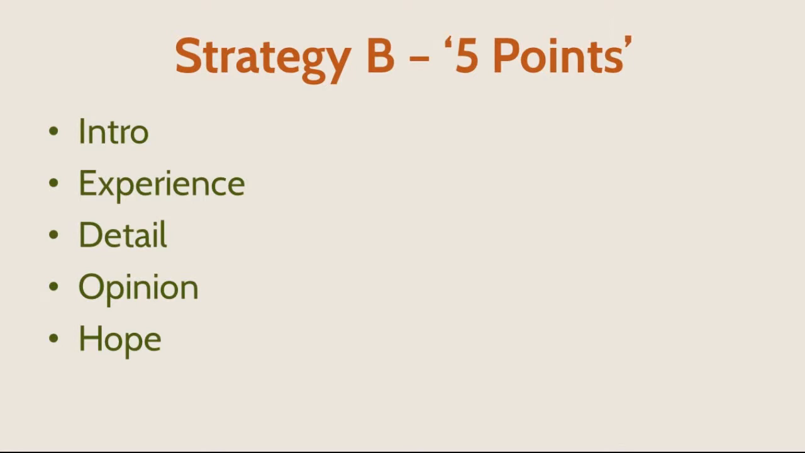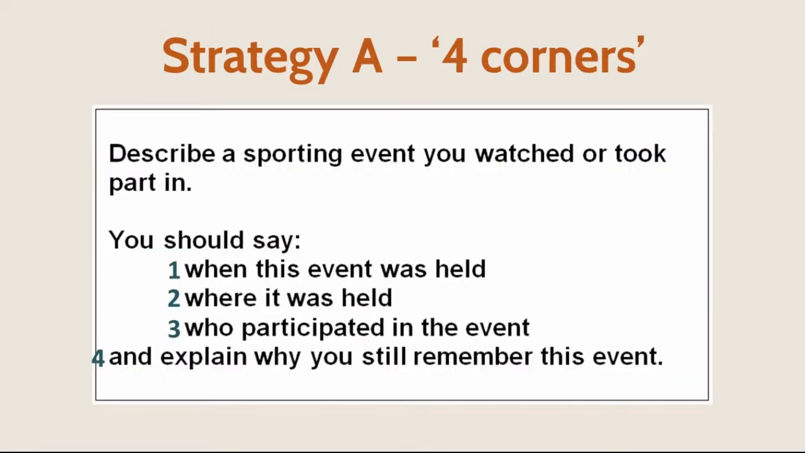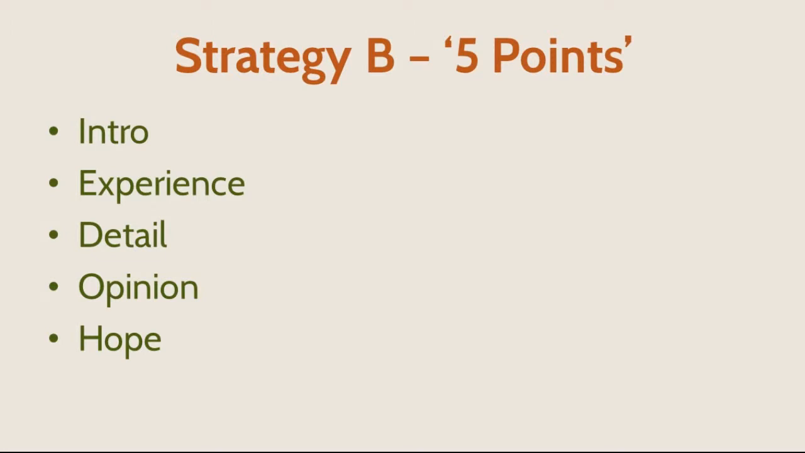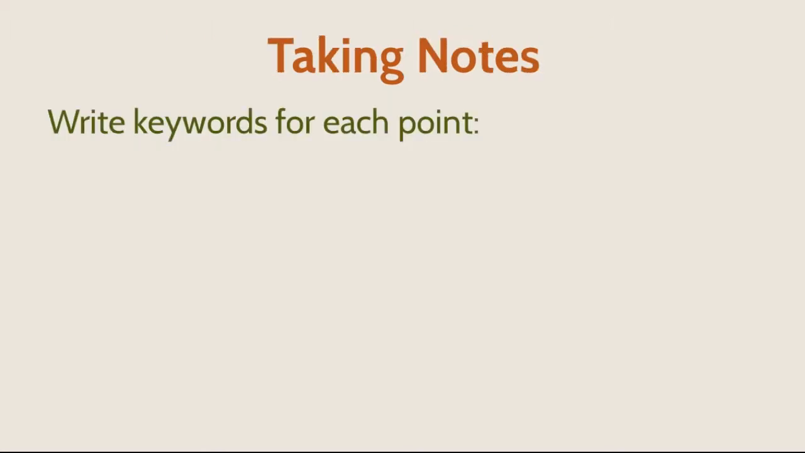Strategy B is the 5 points strategy. So we are ignoring these 4 points, and we're using these 5 points instead. And there's no punishment for that, as long as you stay with the topic. You don't have to use the bullet points. They're just there as guidance that you can use or ignore. So, in this case, we are ignoring them and using our 5 points: introduction, experience, detail, opinion, and hope.